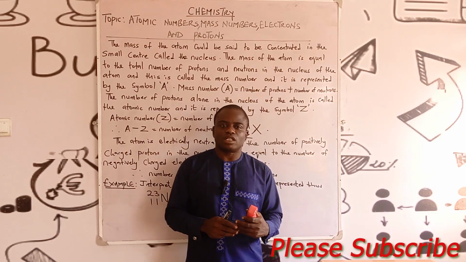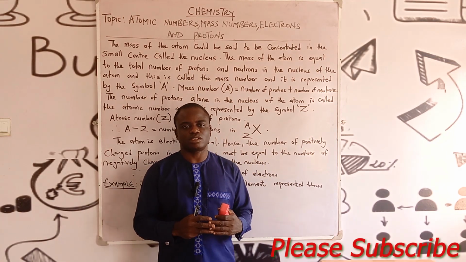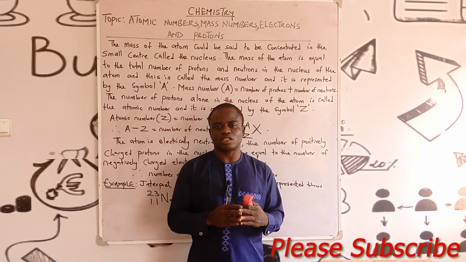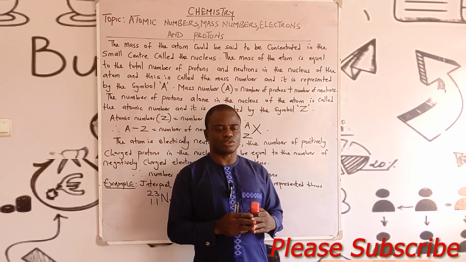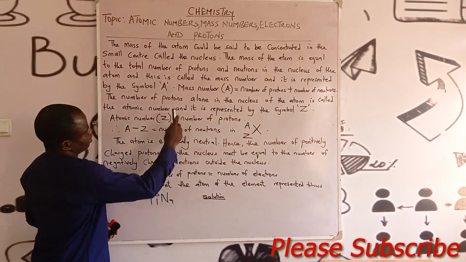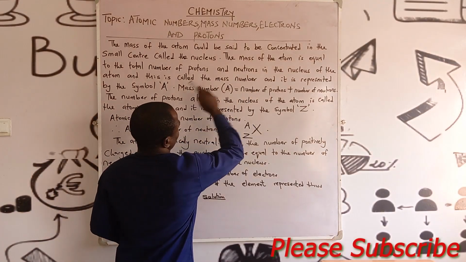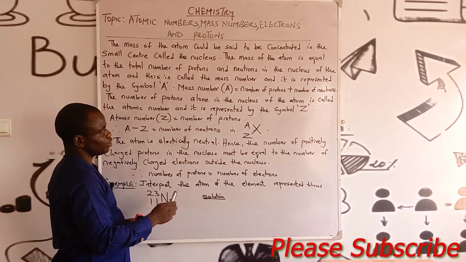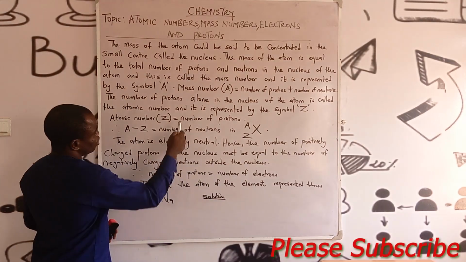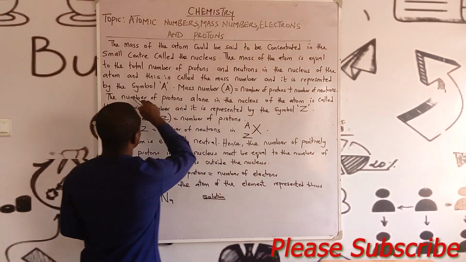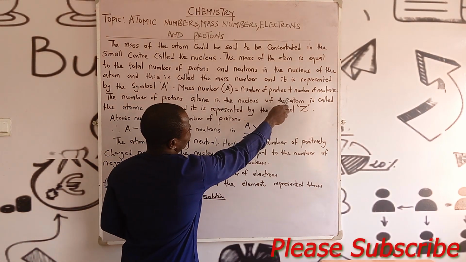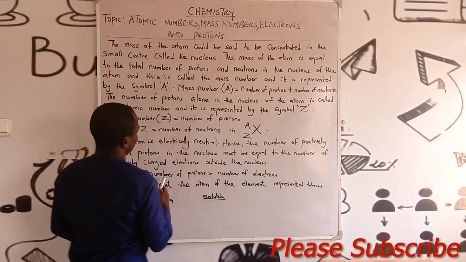Today we want to discuss the relationship between atomic number, mass number, proton, and neutron. The mass of the atom could be said to be concentrated at a small center called the nucleus. The mass of the atom is equal to the total number of protons and neutrons in the nucleus of the atom, and is called the mass number, represented by the symbol A. The mass number A equals number of protons plus number of neutrons.